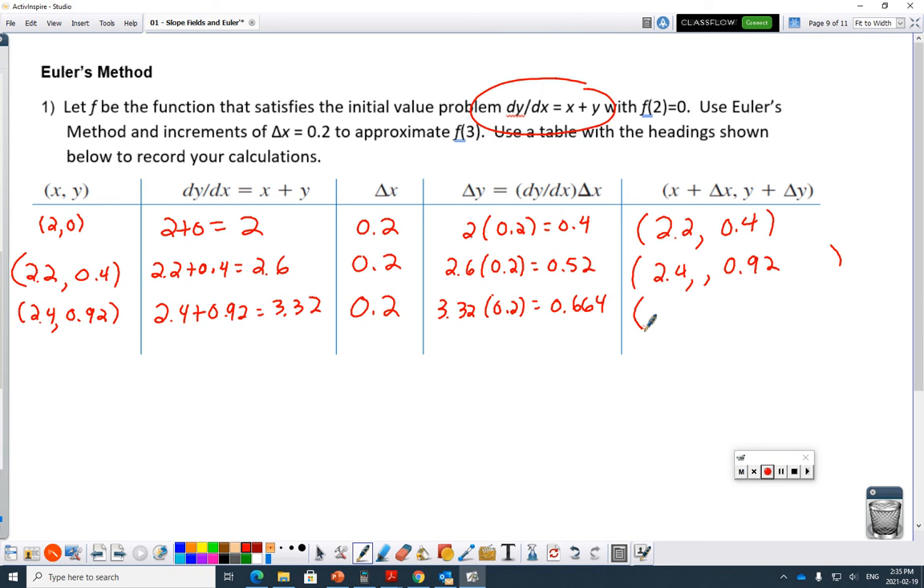So my new x and y, I was at 2.4. I went over 0.2, so now I'm at 2.6. And then my y, I was at 0.92. Delta y was 0.664, so I add 0.92 plus that answer. I get 1.584.